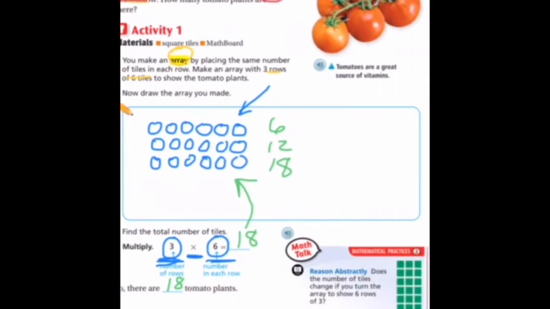Okay. Let's look over here in this corner. I think this is an interesting question here. It says, does the number of tiles change if you turn the array to 6 rows of 3? Okay. The number of tiles doesn't change, but the multiplication problem does.